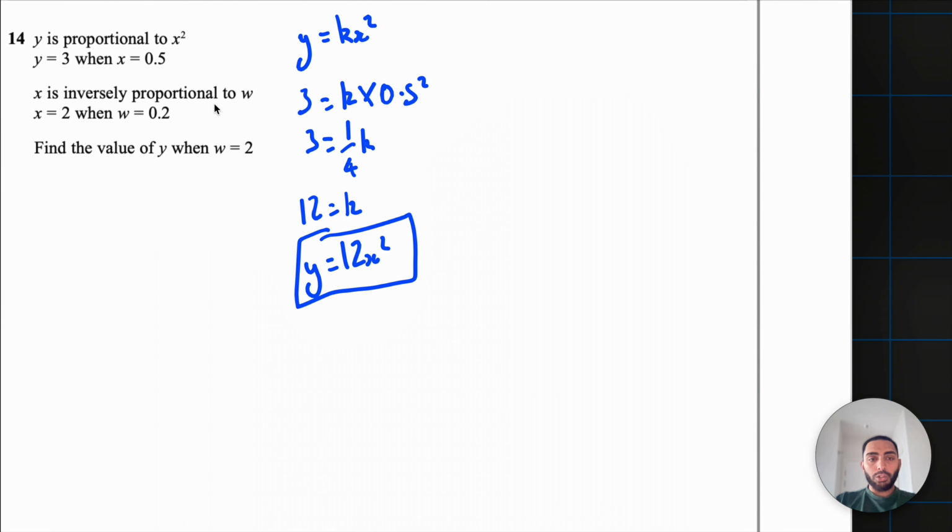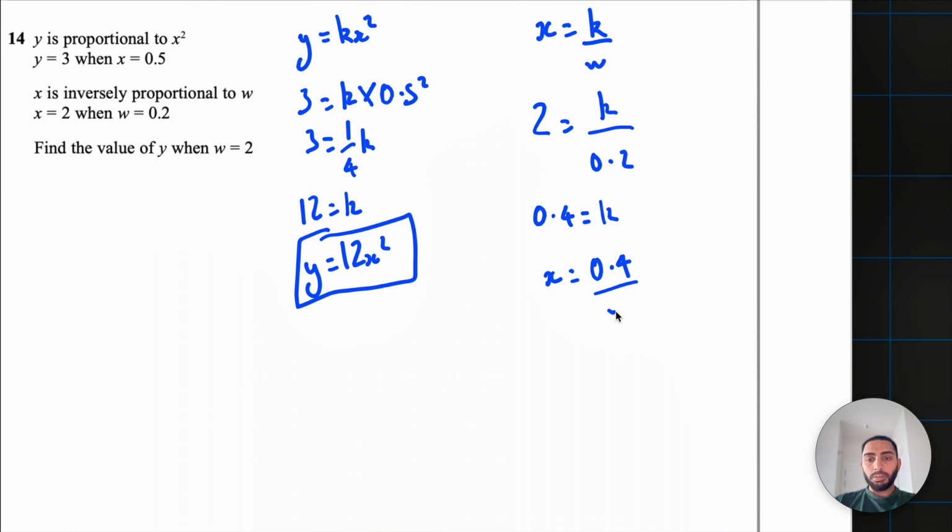X is inversely proportional to w. So that means it's going to be 1 over, but we can just write it as k over w. So if it's inversely, it looks like this. If it's directly, it looks like this. When x is 2, w equals 0.2. So I need to multiply both sides by 0.2. 2 times 0.2 is 0.4, which is equal to k. Now I know what k is for this one. X is equal to 0.4 over w. I'll put a box around that one. So these are my 2 equations that I'm going to need.